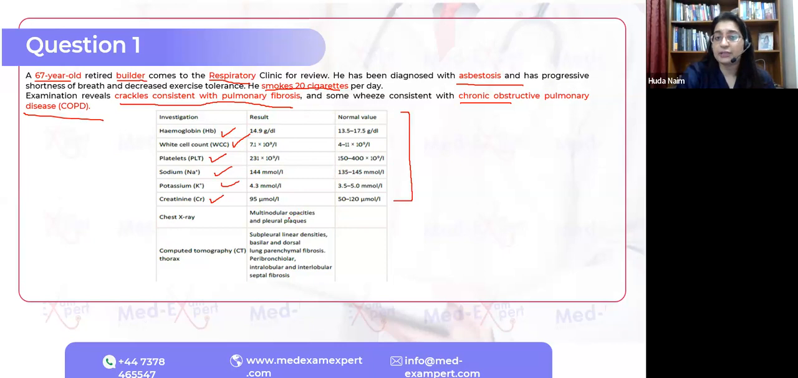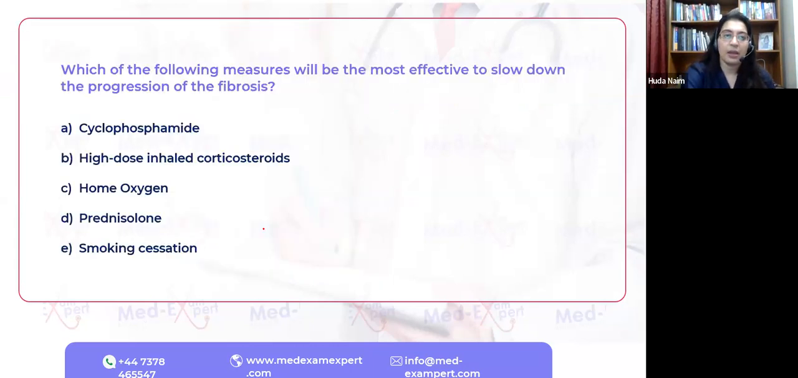On x-ray, you have opacities and pleural plaques. And then on the CT, you have subpleural linear densities, lung parenchymal fibrosis, and peribronchiolar, interlobular septal fibrosis. So now you know that on the x-ray you have plaques and then you have fibrosis on the CT. Now, what does the question want you to know? Which of the following measures would be the most effective to slow down the progression of fibrosis? What are they asking you?